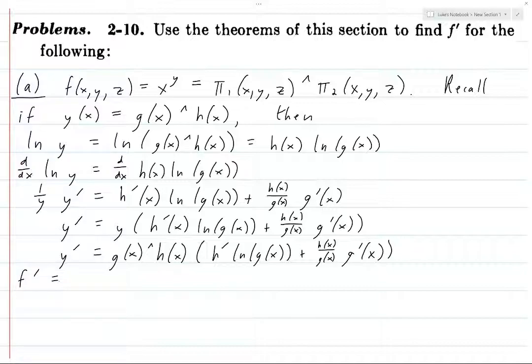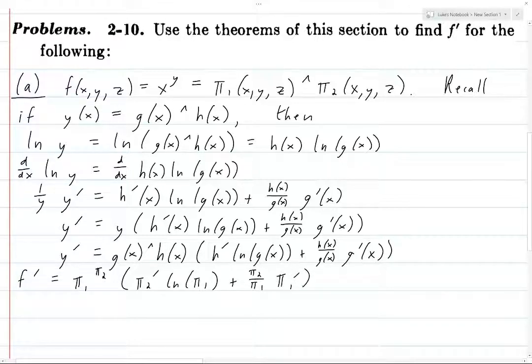So anyways, if f is pi 1 to the power of pi 2, then f prime is, let's see here, we start with y, which here is pi 1 to the power of pi 2, times h prime. So here, g is pi 1 and h is pi 2. So we have pi 2 prime times the natural log of pi 1 plus pi 2 over pi 1 times pi 1 prime. And of course, when I say pi 1, I mean pi 1 of xyz, and when I say pi 2, I mean pi 2 of xyz.